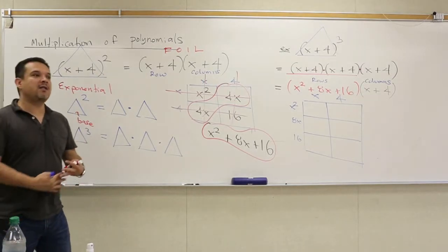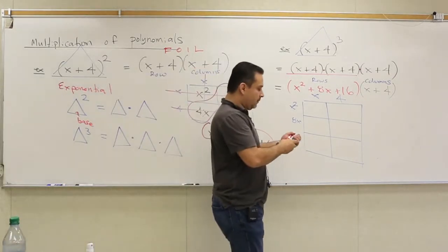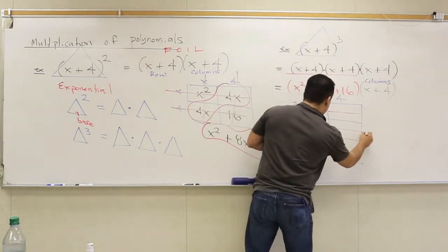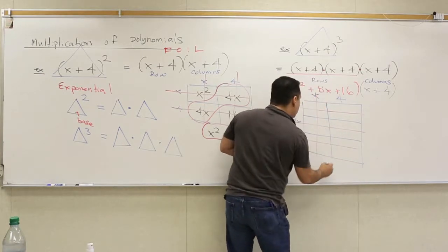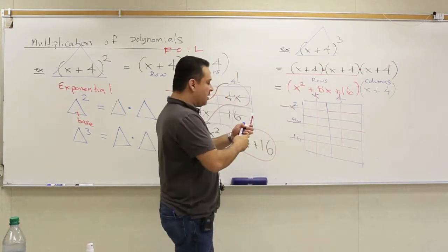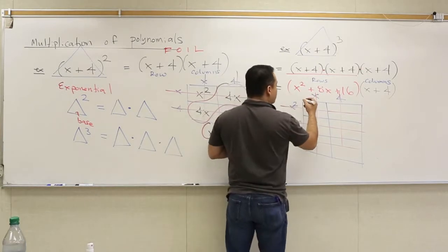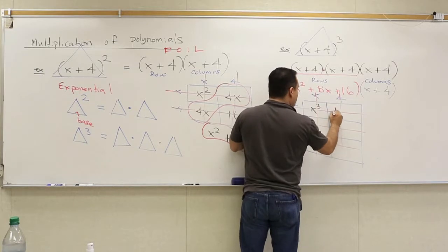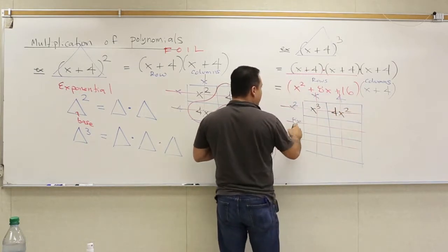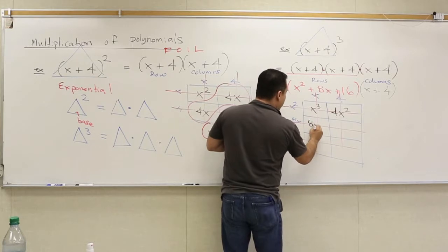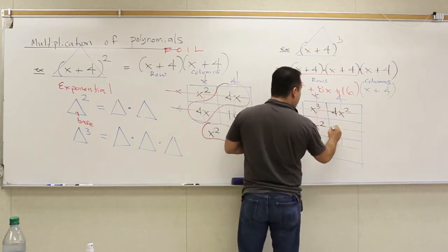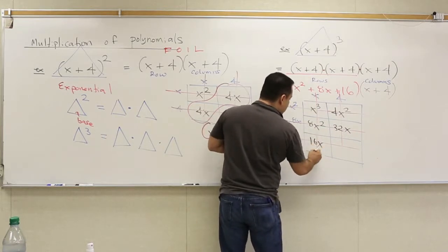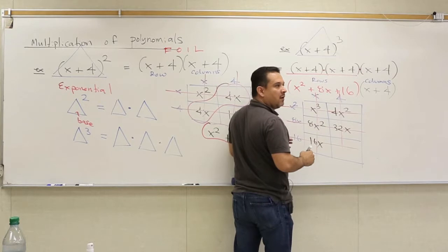This could make this a lot easier. It's a lot more visual. If you want to draw your lines again, maybe you like that. That's fine. We're almost there. Let's finish this off. What's x squared times x? Isn't that x cubed? X squared times 4, 4x squared. 8x times x, 8x squared. 8x times 4, 32x. 16 times x, 16x. 16 times 4, what's that? Is that 64?